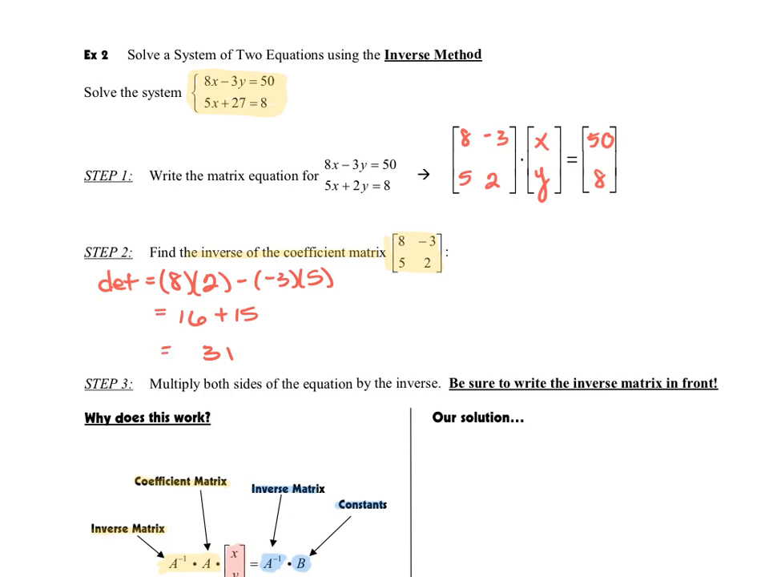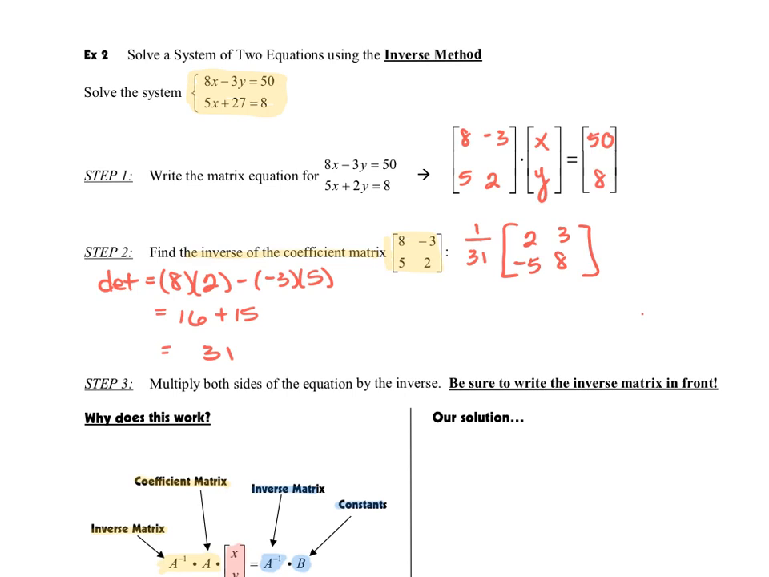Next, what we're going to do is continue finding the inverse, so that means that we have to take the reciprocal of that determinant, and we need to multiply that by our modified square matrix. Remember, our modified square matrix is going to reverse this first diagonal. So that's going to become a 2 and an 8. And then we keep the order of the other diagonal, but we change its sign. So it's going to become a -5 and a +3.